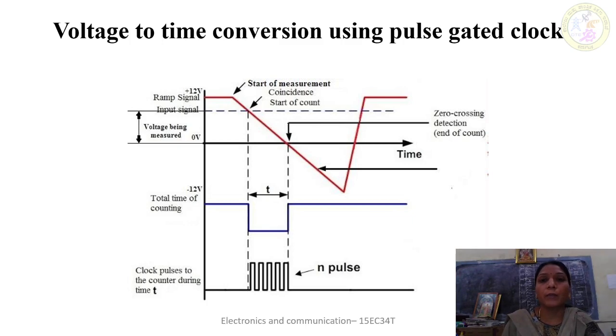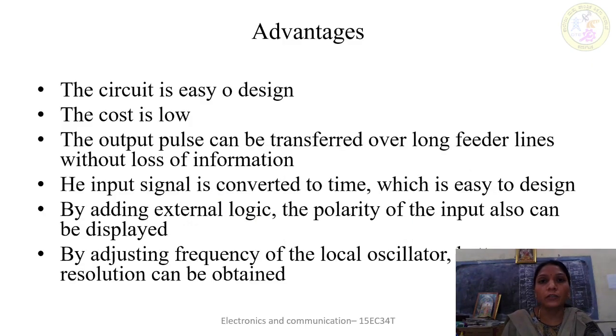So this is the voltage to time conversion using pulse gated clock. This is all about ramp DVM. So let us study the advantages of ramp type DVM. The circuit is easy to design, the cost is low, and the output pulse can be transferred over long lines without loss of information. Input signal is converted to time, which is easy to design. By adding external logic, the polarity of the input can also be displayed. By adjusting the frequency of the local oscillator, better resolution can be obtained from ramp type DVM.